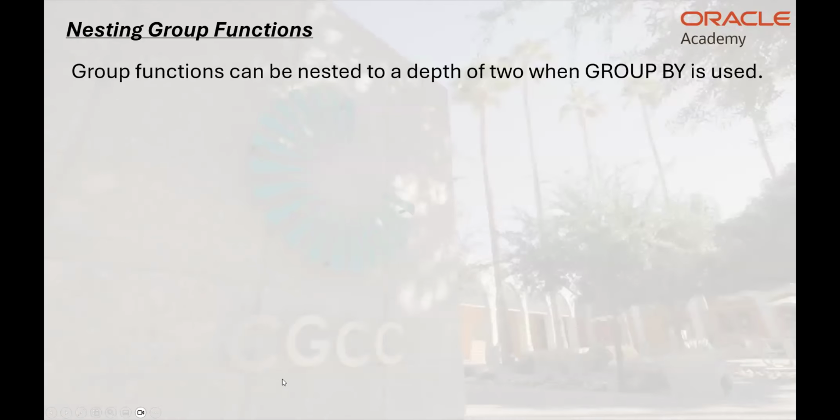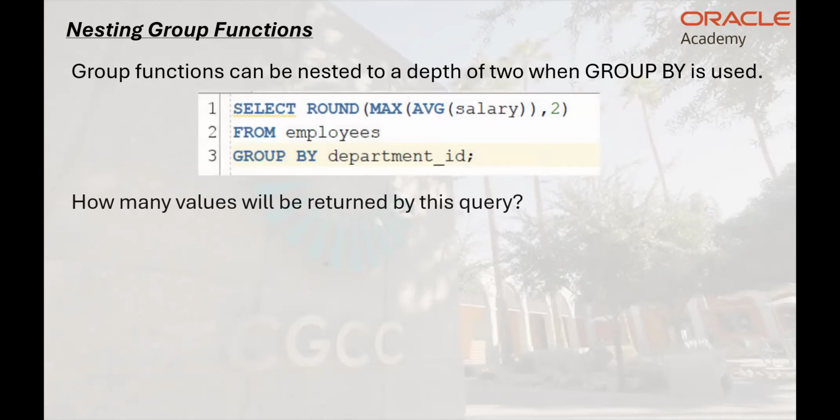All right, there's such a thing as nesting group functions. Group functions can be nested to a depth of 2 when group by is used. So remember that if you go beyond 2, then not only do you run into some confusion, but the system will give you an error. So round, max, average. So max and average, that's nesting 2.